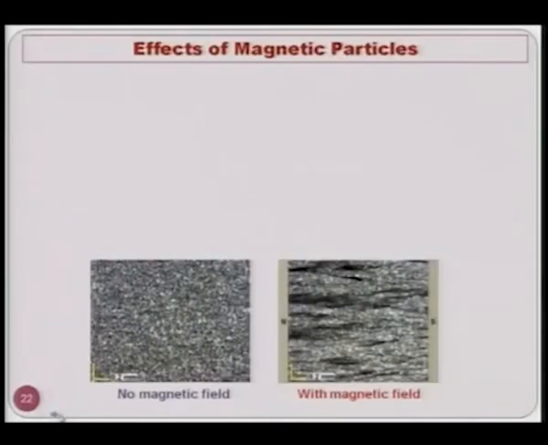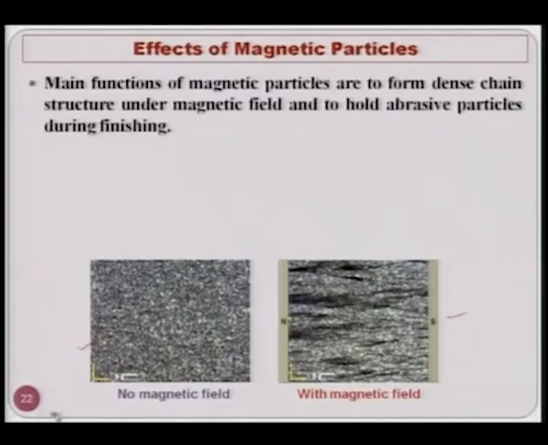Now, effects of magnetic field, I have explained this. When there is no magnetic field, abrasive as well as iron particles are randomly distributed. When there is a magnetic field, they form chains, as you can see here. Main functions of magnetic particles are to form dense chain structure under magnetic field and to hold abrasive particles during finishing, as you can see in the right hand side figure.